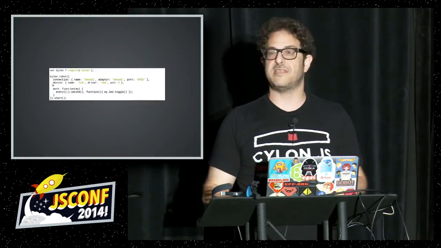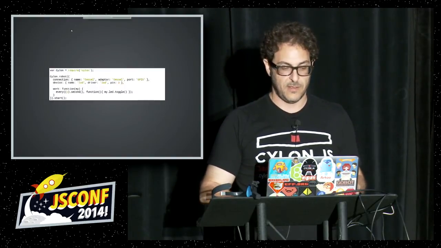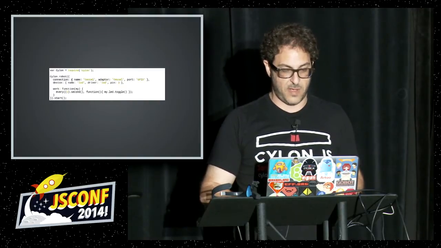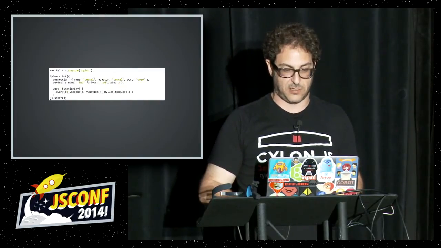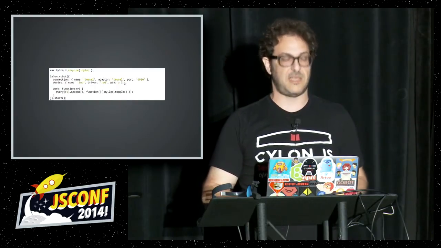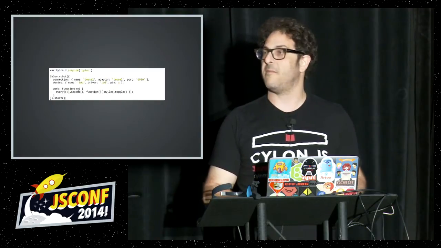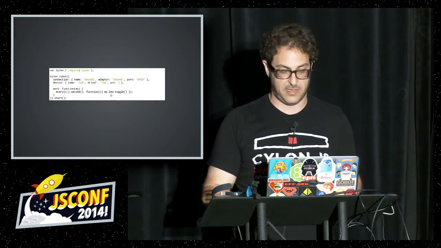The code looks almost exactly the same as the Arduino. Okay, once again, we declare Cylon. We say our Cylon robot. This time the connection is to a Tessel, using the Tessel adapter, but otherwise it's exactly the same. We're still using the LED device. The work that we're doing is exactly the same. Every 1 second, we're going to my.led.toggle.